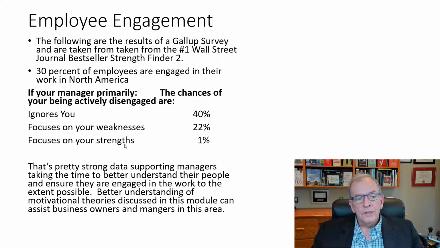Only 1% are actively disengaged if you focus on their strength. Well, you're always going to have somebody that's not going to be engaged, right? But that's going to be actively disengaged, only 1%. So that's a huge number. That's a huge number. So you definitely want to focus on people's strengths.